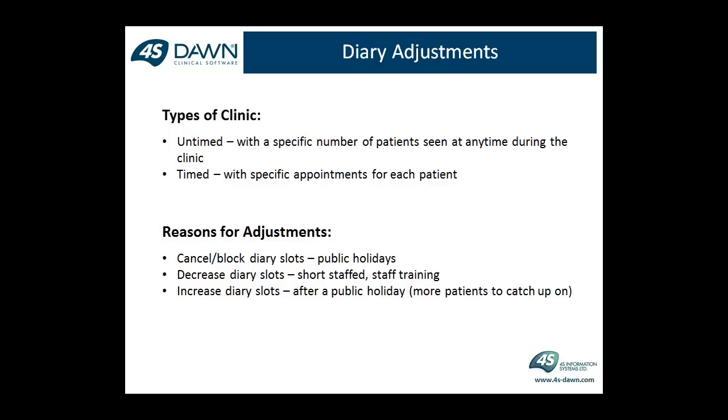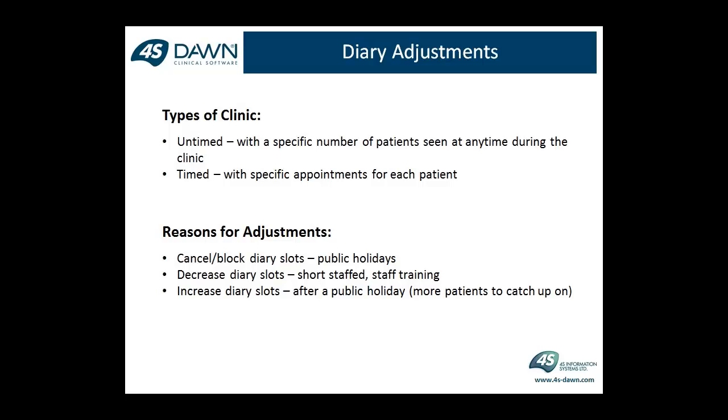Now the Dawn AC system is set up so that clinics are created along with diary slots. For example, you might have a clinic that's set up with one big untimed slot whereby you might see 50 patients at any point during one day from Monday to Friday. Or you might have a timed appointment clinic where you have a diary set up with 5-minute appointments, with one patient allowed for each of those appointments. Or you might have a combination of a few.